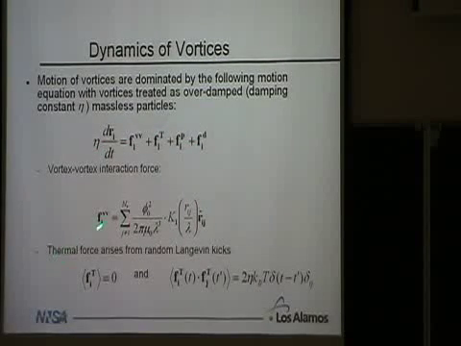The other terms here, we're doing essentially Brownian dynamics on these vortices. So we have a thermal force that arises from random Langevin kicks. Generally, what I'm going to show you is going to be actually at zero temperature. But we can turn temperature on, so each particle receives a kick at each time step, which is drawn from a Gaussian that has a mean of zero and a standard deviation that's proportional to the temperature according to the fluctuation dissipation theorem.